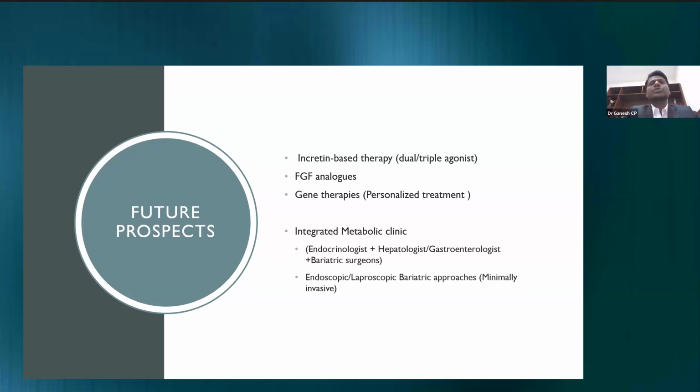Apart from these pharmacotherapies, we also have endoscopic and laparoscopic bariatric approaches to reduce obesity, by which we can improve the fibrosis in the liver. We will not be going into those things because it is out of the scope of this topic.